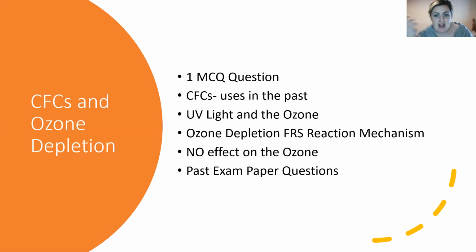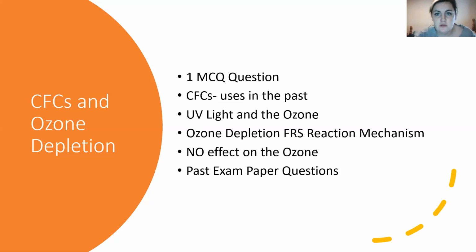And again, it's a free radical substitution reaction. Nitrogen oxide is another element, not just the chlorine radical. Nitrogen oxide, that radical is also responsible for the depletion of ozone. So again, different reactants, different products, but the same reaction overall. So we're going to fly through this. And then we're going to look at past exam paper questions.